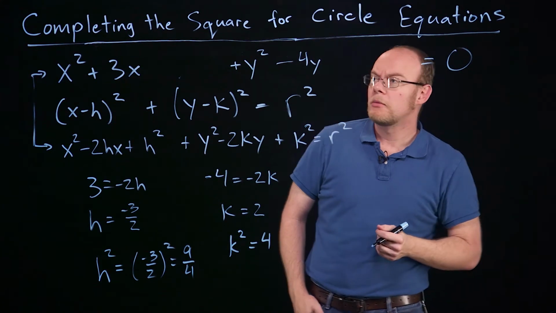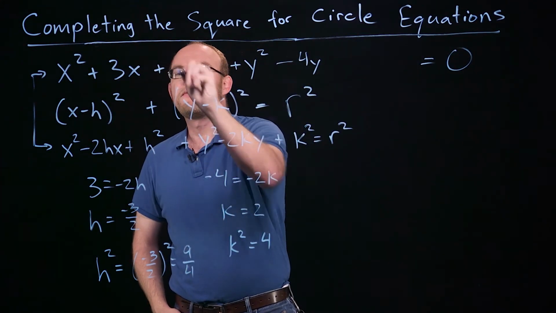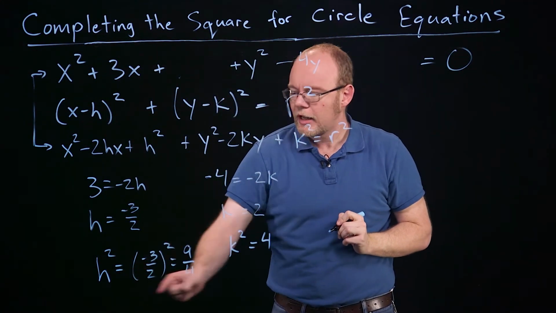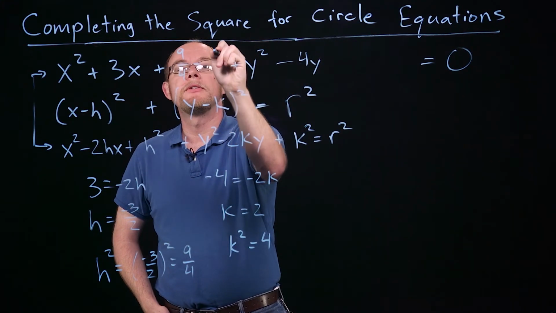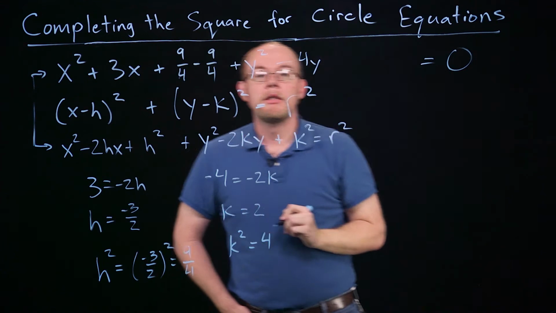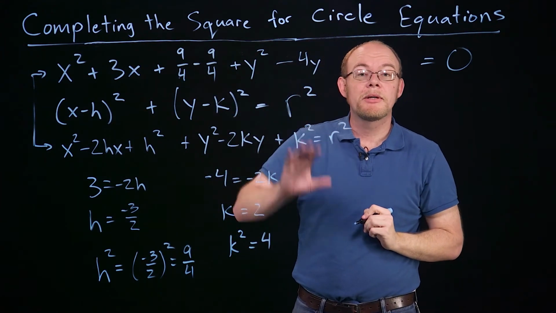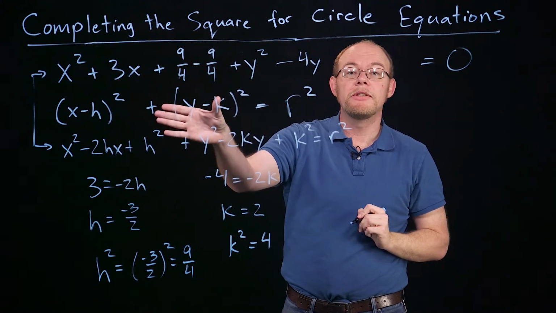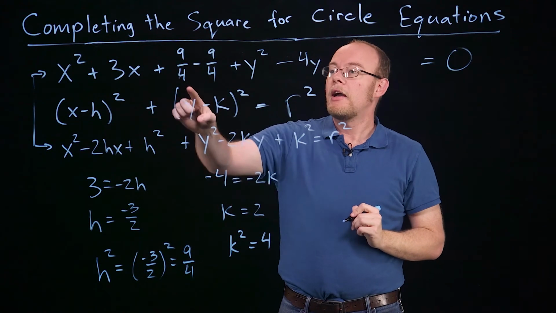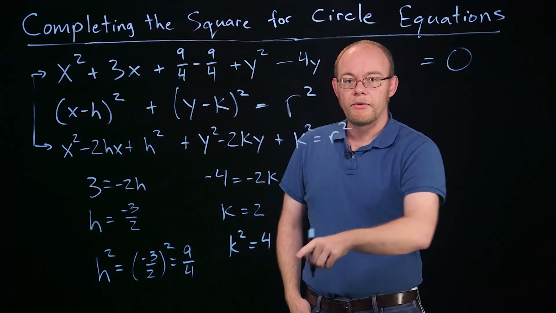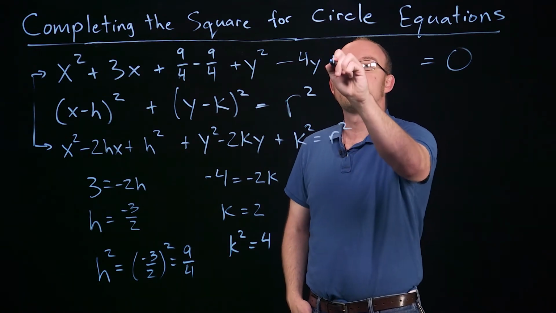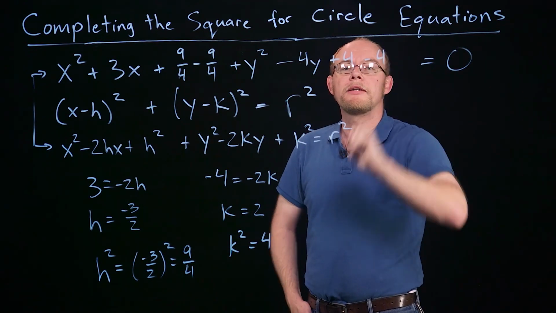So what I'm going to do is add those terms. If I want to add h squared, I figured out that h squared was 9/4, so I'm going to add 9/4, and I'm going to subtract 9/4. Now, I haven't changed anything about this equation because I've only added 0, but I now have an h squared over here. Likewise, I can do the same with k squared. If I know that k squared is 4, I'm going to add 4, and I'm going to subtract 4.